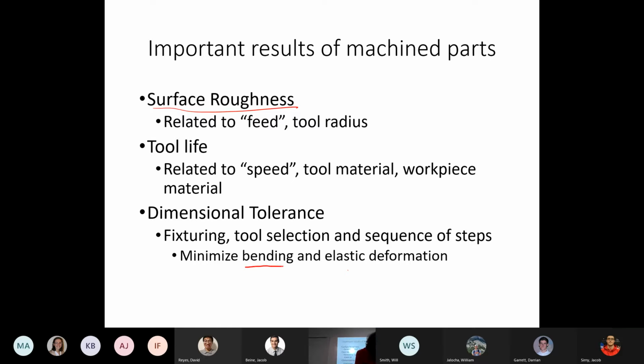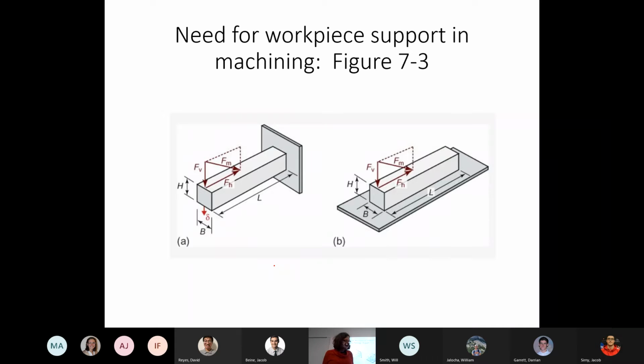We know that we want to minimize bending. So if we have any bending, we're going to have less accuracy. We also want to try to limit the elastic deformation, because that's going to also make our dimensional tolerances not as good. So basically, we cannot get as accurate.